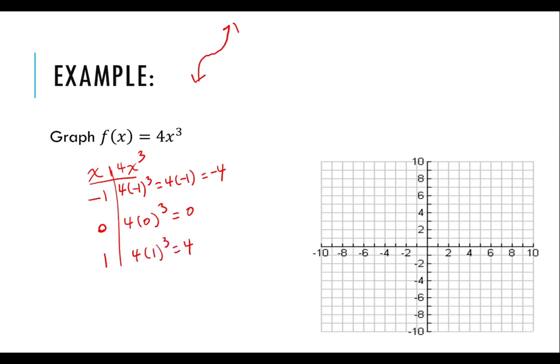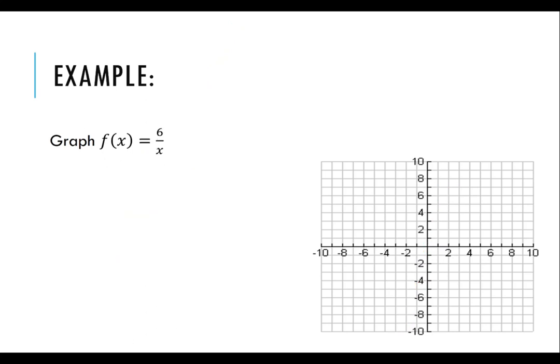And so I got 3 ordered pairs: (negative 1, negative 4), (0, 0), and then (1, positive 4). And then I just need to sketch the graph. Now this is a sketch, so everything except for the solid dots that I've actually found is just going to be close. But I claim that the solid dots will be correct.